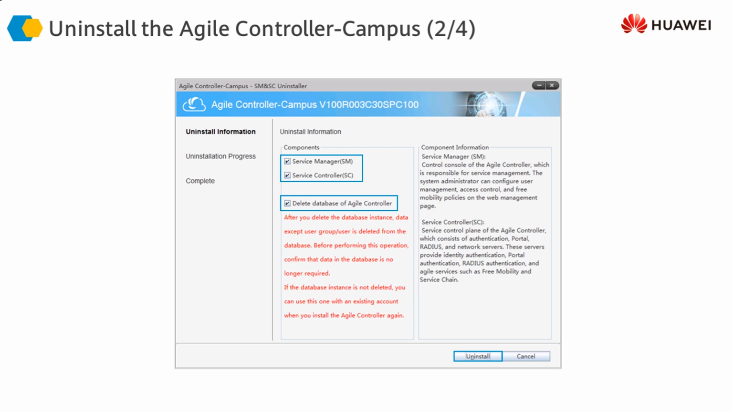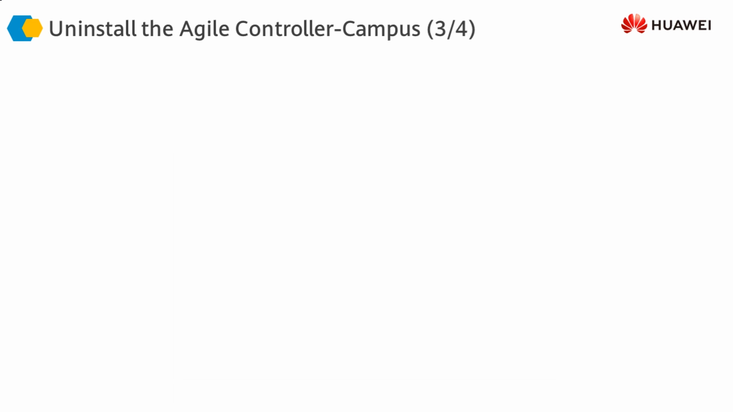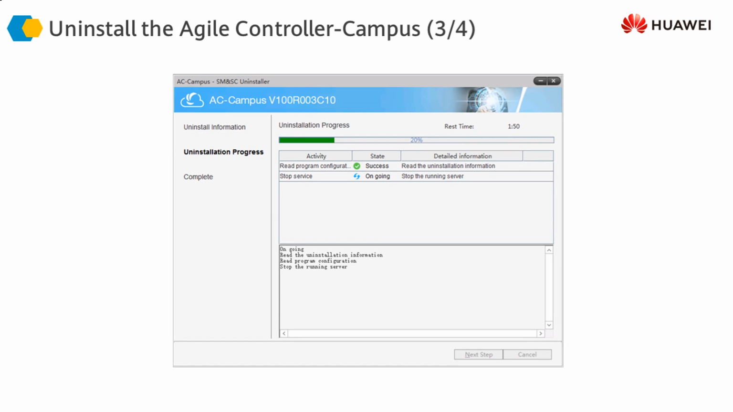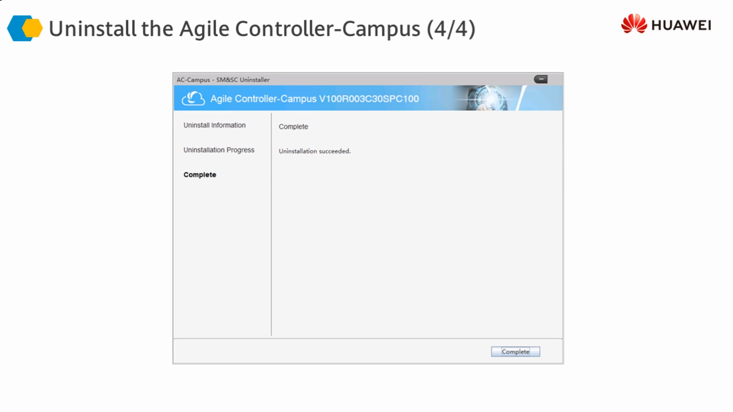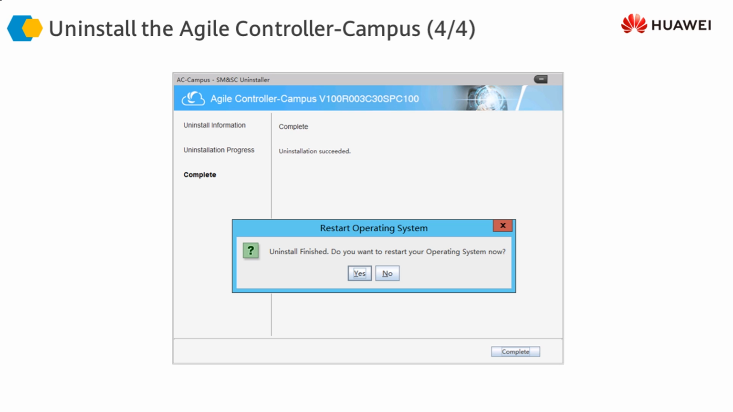We click the uninstall button to confirm the process, and the removal of the software starts. Once it is done, the uninstall will be finished and it will ask us whether we want to reinstall the operating system, the OS. Then we can select yes, and the operating system will restart and the process will finish. So this was how we can install and uninstall the Agile controller on our server after the installation of the operating system and the database.